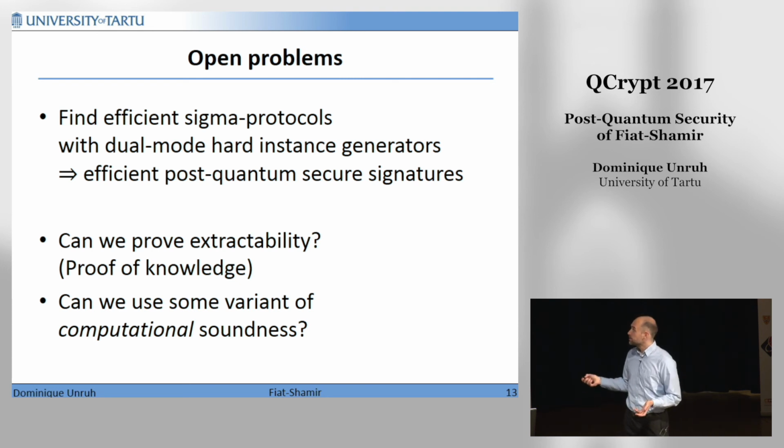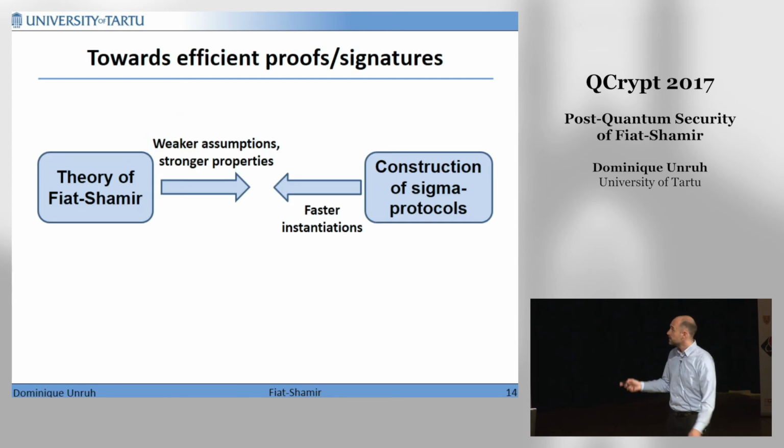And on the other side, we could ask, can we strengthen my result? Can we, for example, somehow prove extractability? I've been spending something like 3 years on that and haven't done it yet. So it seems to be tricky. Or can we somewhat weaken the assumption that we have statistical soundness into some strengthening of computational soundness? Because in the interactive case, things like that have worked, so perhaps.